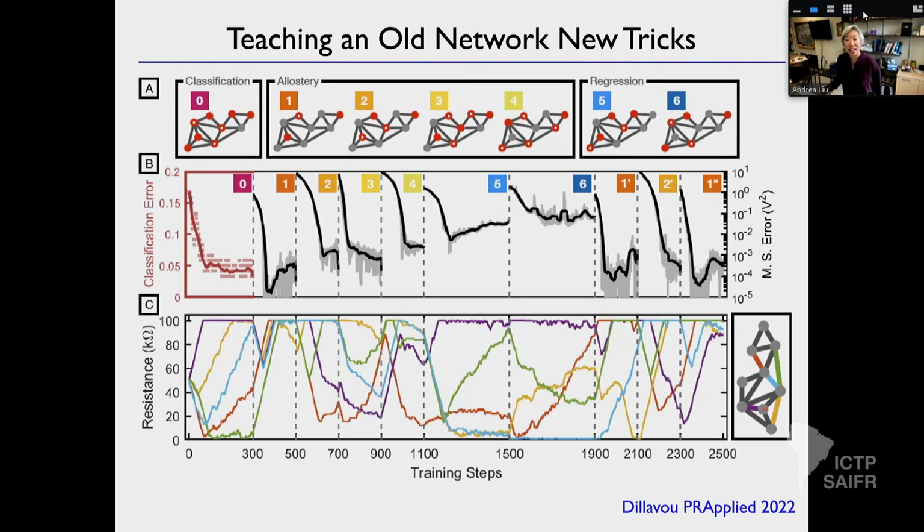And the reason why it works is because it's always the same learning rule. It's always the same way that you adjust the resistance. What changes for different tasks is you just change the boundary conditions, the voltages that you apply to inputs and outputs. Okay? So here's the same network. First it learned classification of the irises. Here the classification error went down. And then Sam said, no, learn allostery.